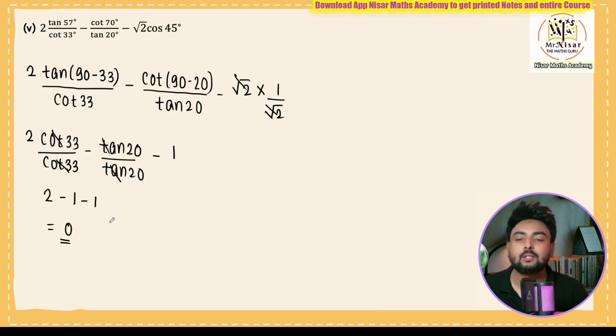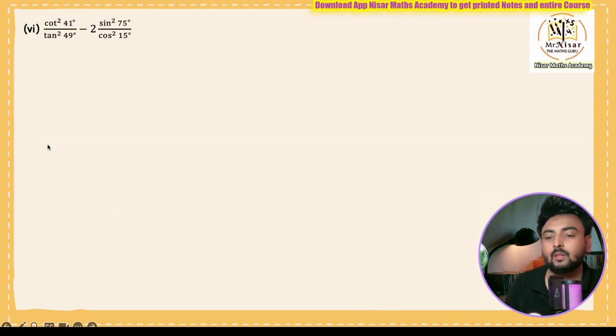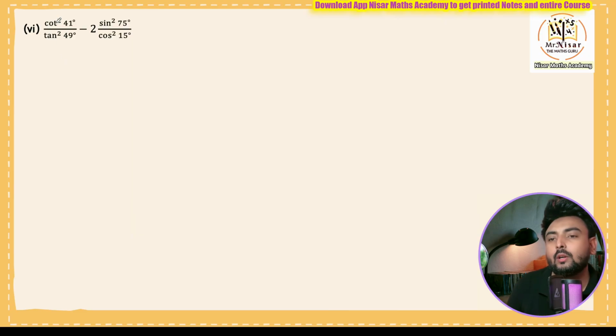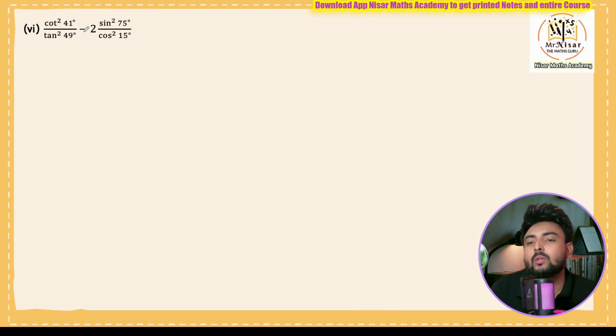Okay, let's go ahead for the next question. So the next question we have is cot square 41 upon tan square 49 minus 2 sin square 75 upon cos square 15. Children, again cot and tan are complementary to each other. Cot square 41 means tan square 49. This tan and tan will get cancelled. Here sin and cos are complementary to each other, and sin and cos will get cancelled. There 1 will come.